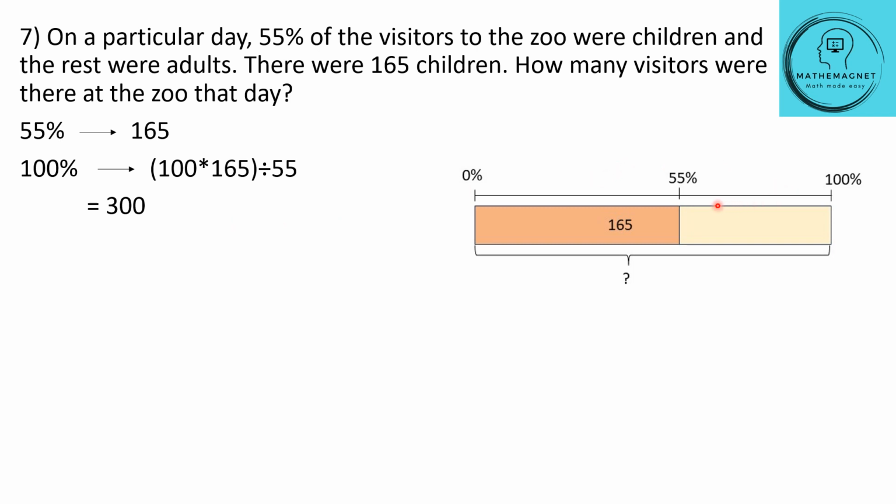Remember, they haven't asked us to find the adults. They haven't asked us to find how many adults have visited the park. They've asked us to find how many visitors are there at the park. So which means we'll have to consider the entire 100%. So it becomes 300. So there were 300 visitors at the zoo.